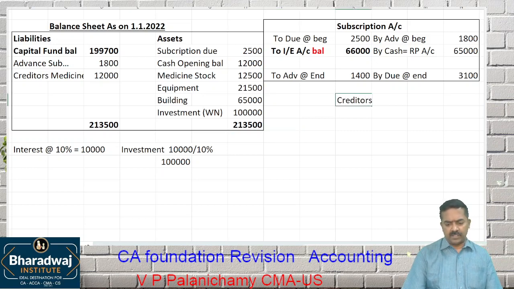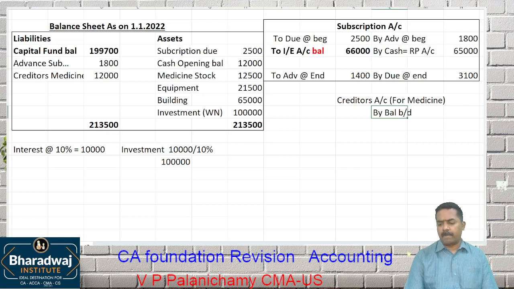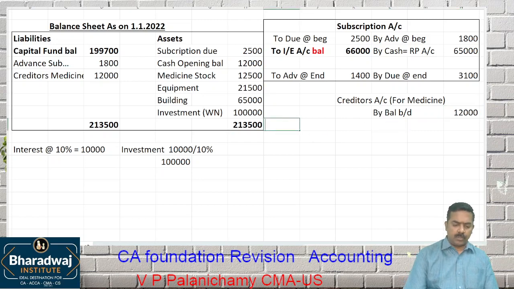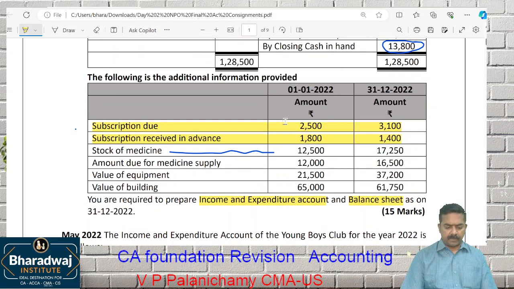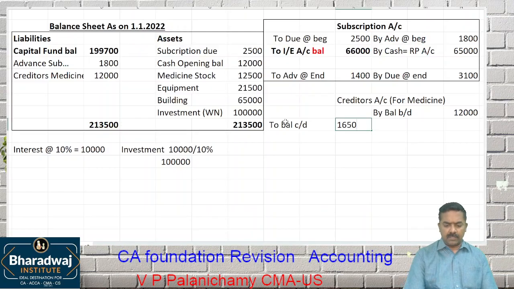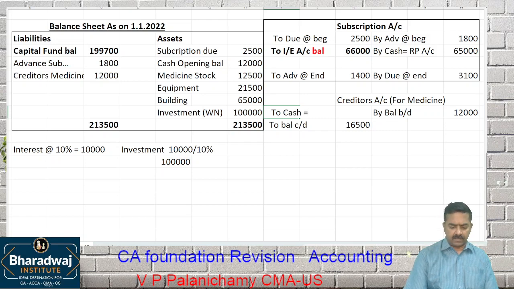Then prepare the creditors account for medicine. What is the opening balance? 12,000. 12,000 creditors. To balance carried down. Closing balance of creditors for medicine, due for medicines, 16,500. To cash or bank, what is paid? 35,000. Paid for medicines, 5,000. 35,000. The balancing figure will be purchases.